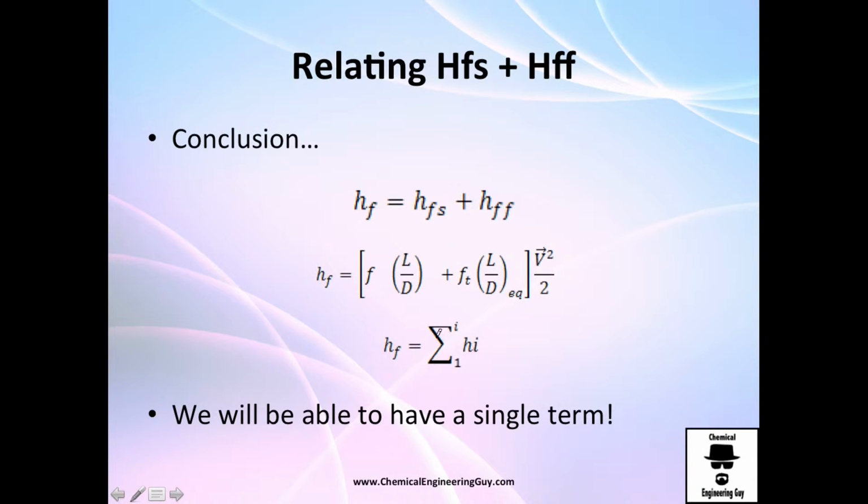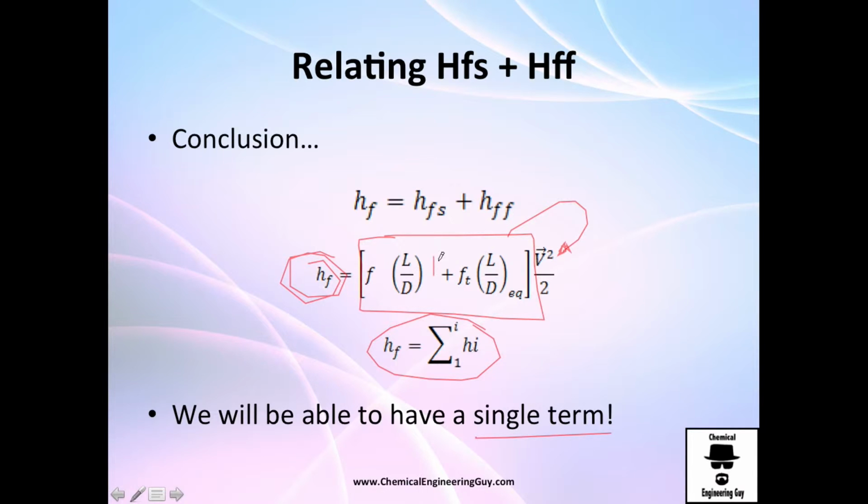So in conclusion, you could add all the frictions in one single term, then multiply it by the velocity head of that pipe, and you're done. You get your friction right here in one single term, which is the idea. You want to get this as a number.